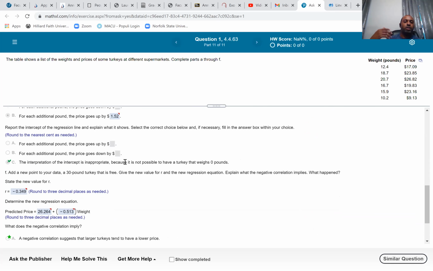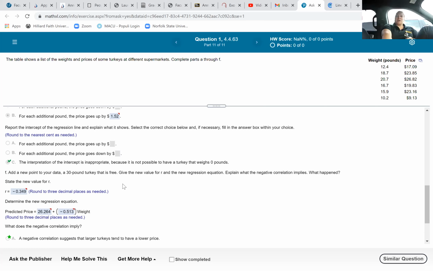Whenever they ask you about the interpretation of the intercept, they're talking about when X is zero, does your interpretation make sense? In other words, when the pounds are zero, it costs -$3.93. Of course, that doesn't make sense. So that's what that is.